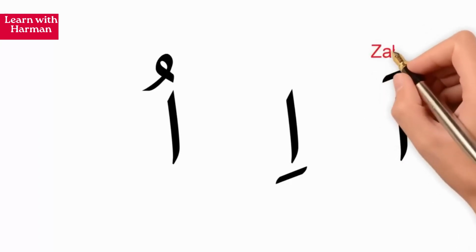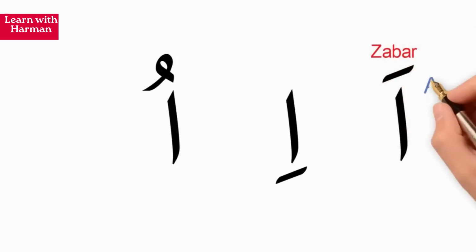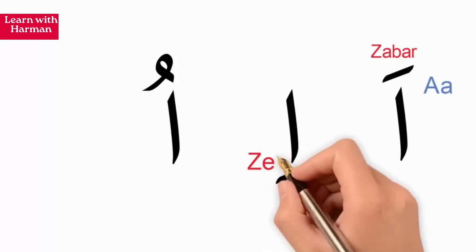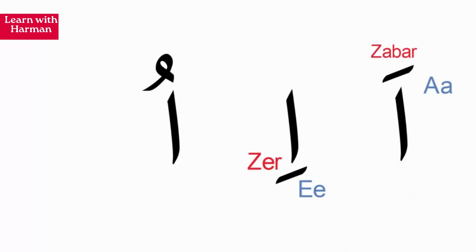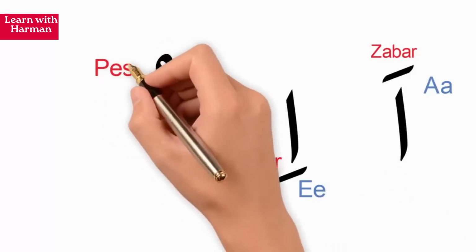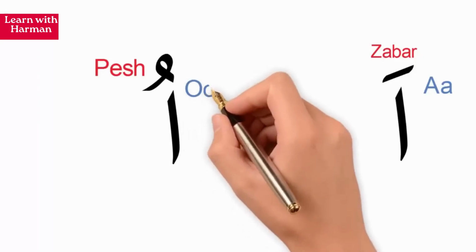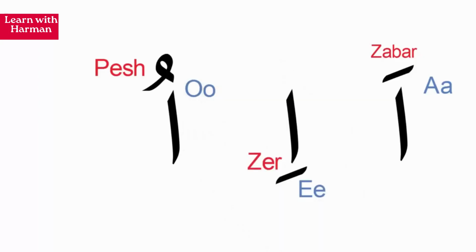Zabar will always make the sound of A, which comes always on the letter, and Zer makes the sound of E, and it comes under the letter, and Pesh also comes on the letter, which makes the sound of U. So every letter will make the sounds of A, E, O, and we will apply these harakat, movements, to every letter to understand it.